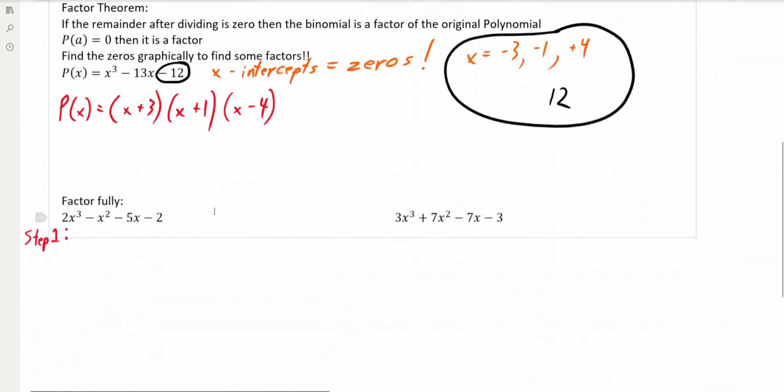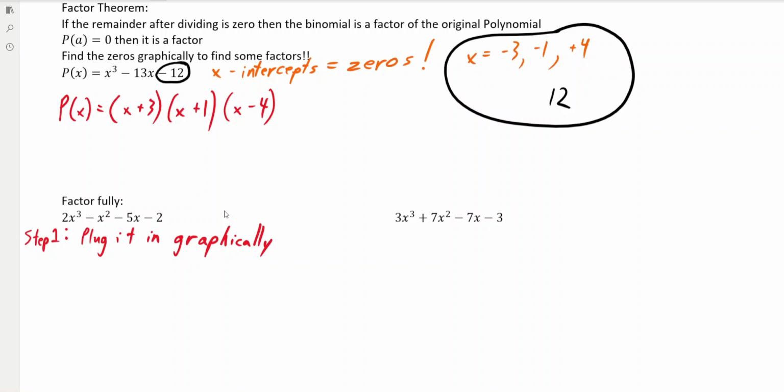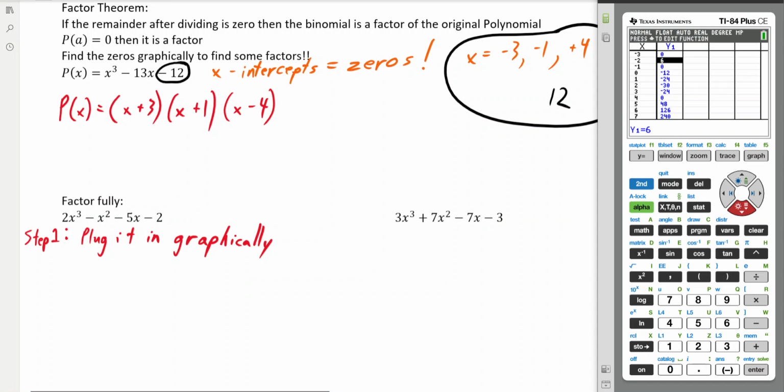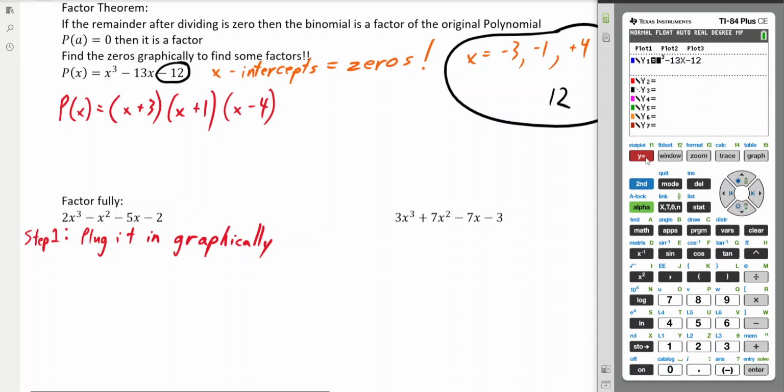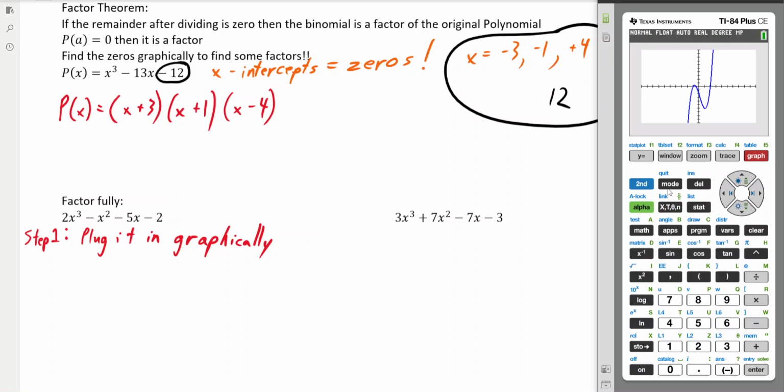So kind of interesting to notice. So that could be helpful, but I'm going to suggest step 1 is plug it in graphically. So this is to find as many of the zeros that you can without working at it. Okay? So let me show you what that looks like. So 2x cubed minus x squared. Whoops, that should be squared. Minus 5x minus 2. So we have graphically.